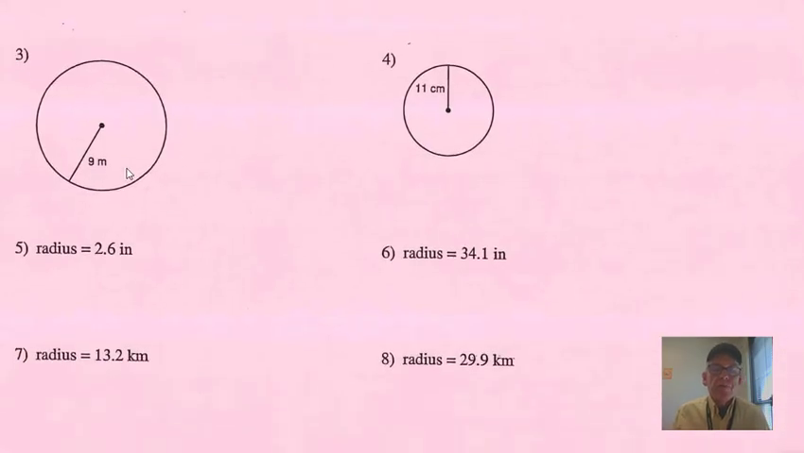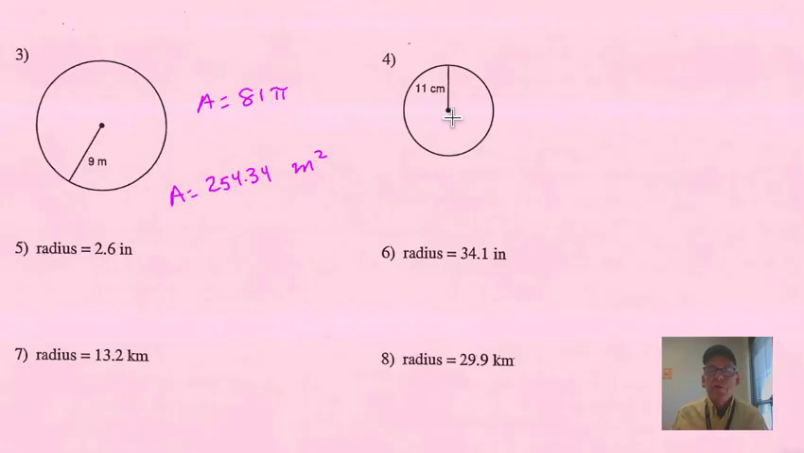Number 3, radius is 9. 9 squared is 81. So we're going to have 81 times pi, since we're doing pi r squared. So 81 pi is going to be the area for number 3. And we're in meters squared. So 81 times 3.14 comes out to be 254.34. And that's meters squared.